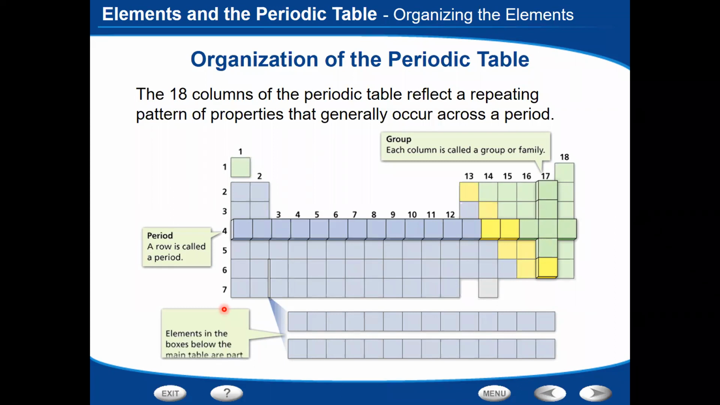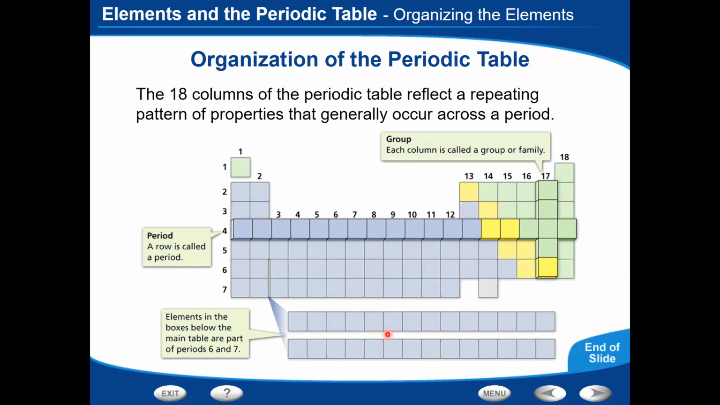The elements that I said push down, these two rows push down, but not as a new row. It's only seven rows, but they push down to make the table compact or not too wide. So how many columns do we have? 18 columns. How many rows? Seven rows.